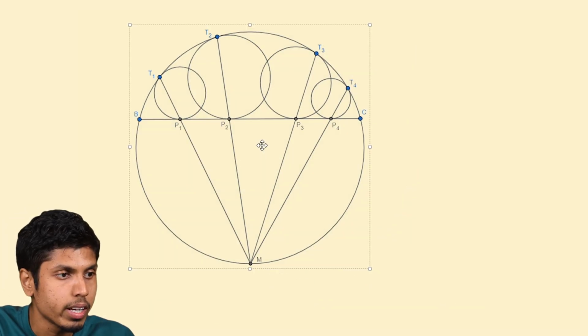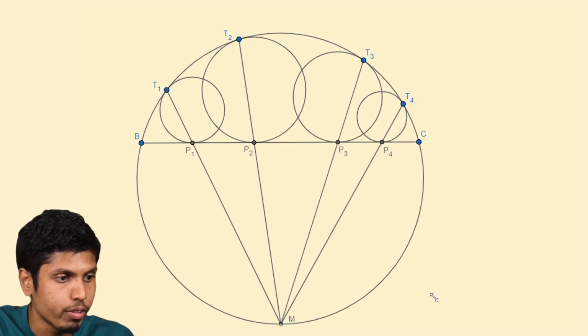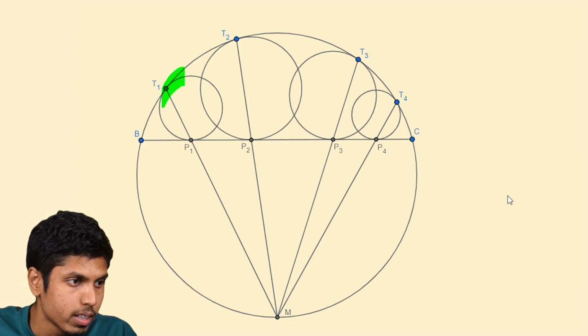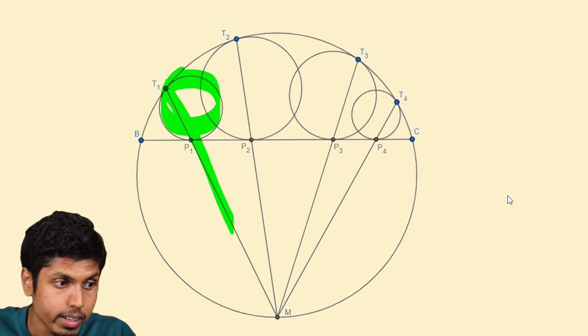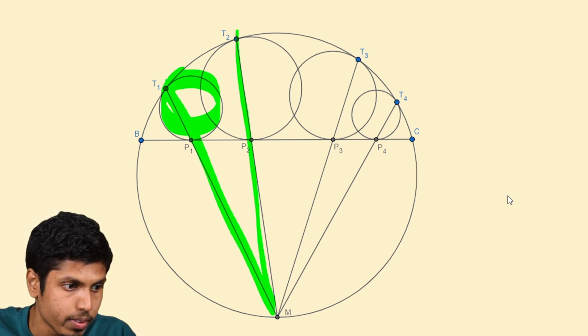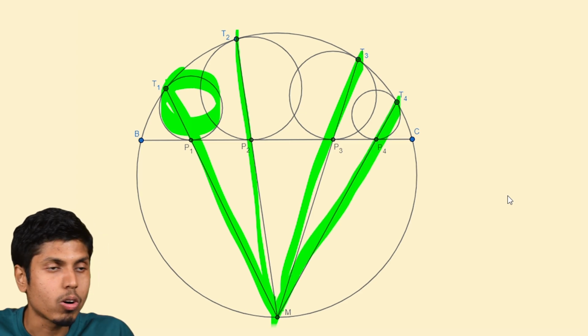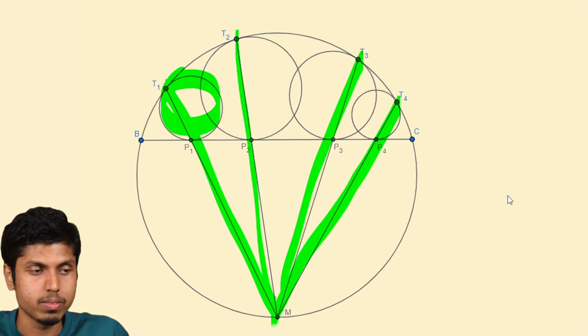So here is an interesting configuration in which you can see the points of tangency concur at the midpoint of the arc BC, not containing the point T. This looks amazing in GeoGebra. So go ahead and plot it yourself and check it out.